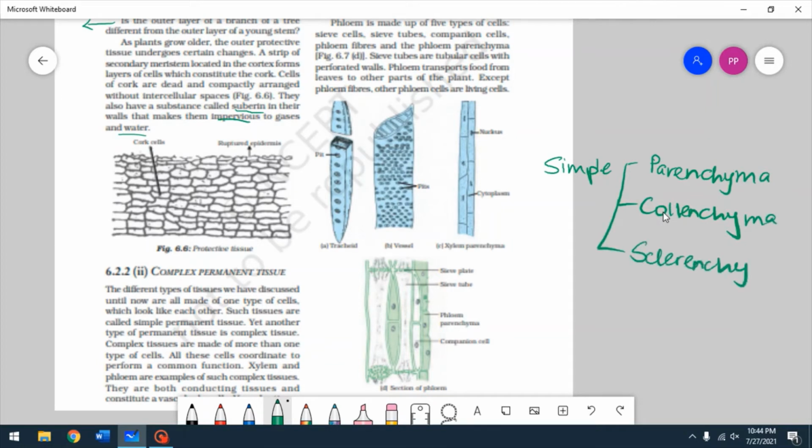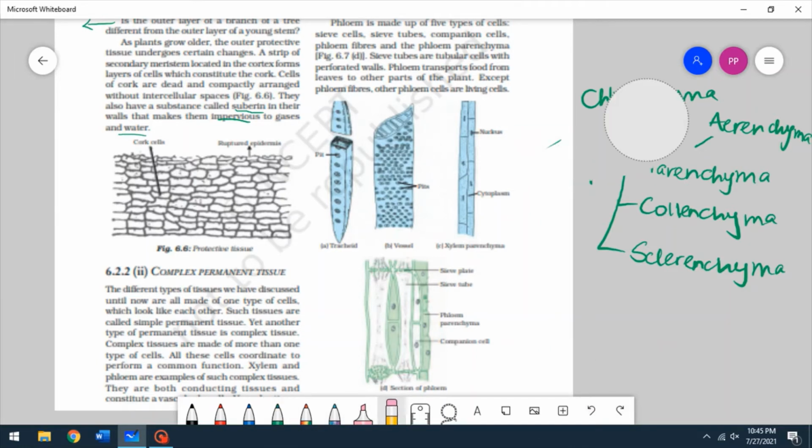And parenchyma, if it has chlorophyll, is called chlorenchyma, and if it has air in it, is called aerenchyma. Alright, so that is simple permanent tissue. And then we move on to complex permanent tissue.